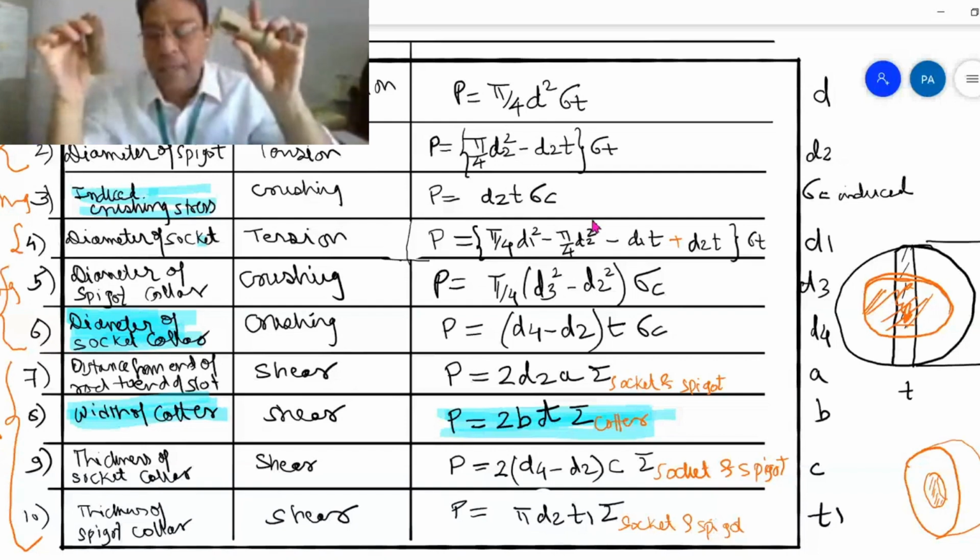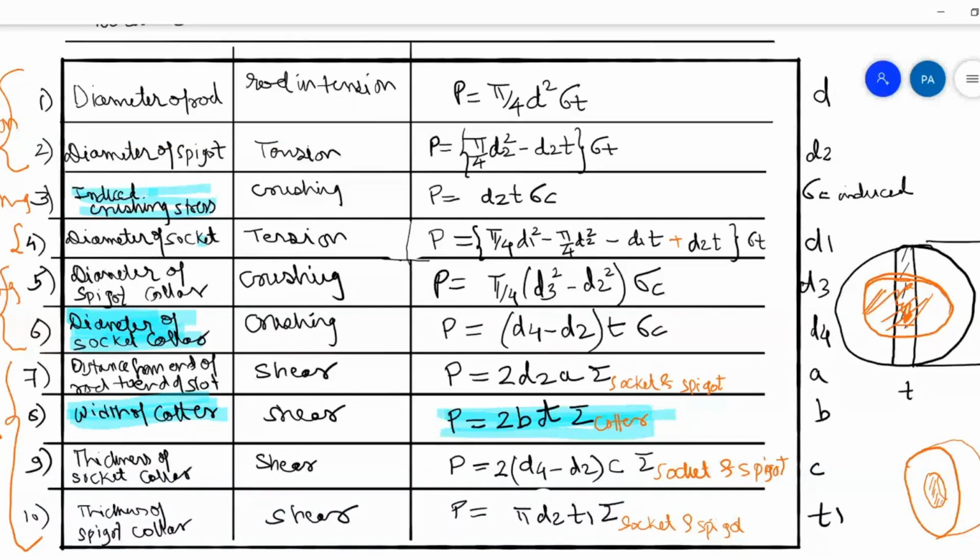मतलब कौन सा सिग्मा सी लेना है यहाँ पर? मिनिमम. So I will write here sigma c minimum of socket, spigot और cotter. दोनों में से जो मिनिमम रहेगा वो लेंगे.